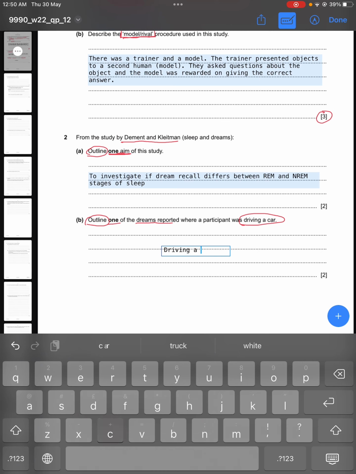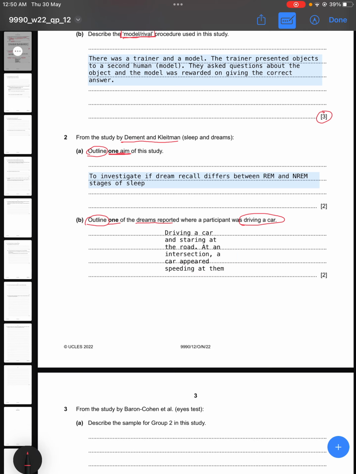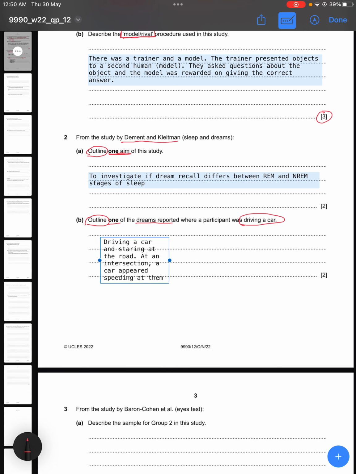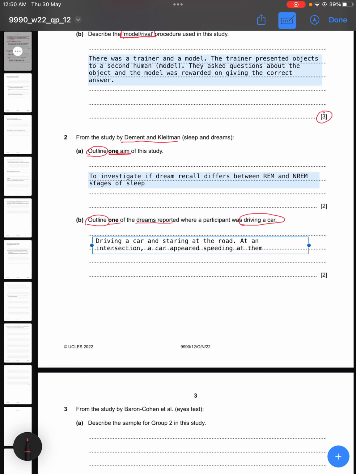he was driving a car and staring at the road at an intersection. A car appeared speeding at them. So these are the 2 points you can write, or you can also write that driving a car and staring at the road ahead, they saw a man on the road asking for a lift. So these are the 2 full points you need to write.